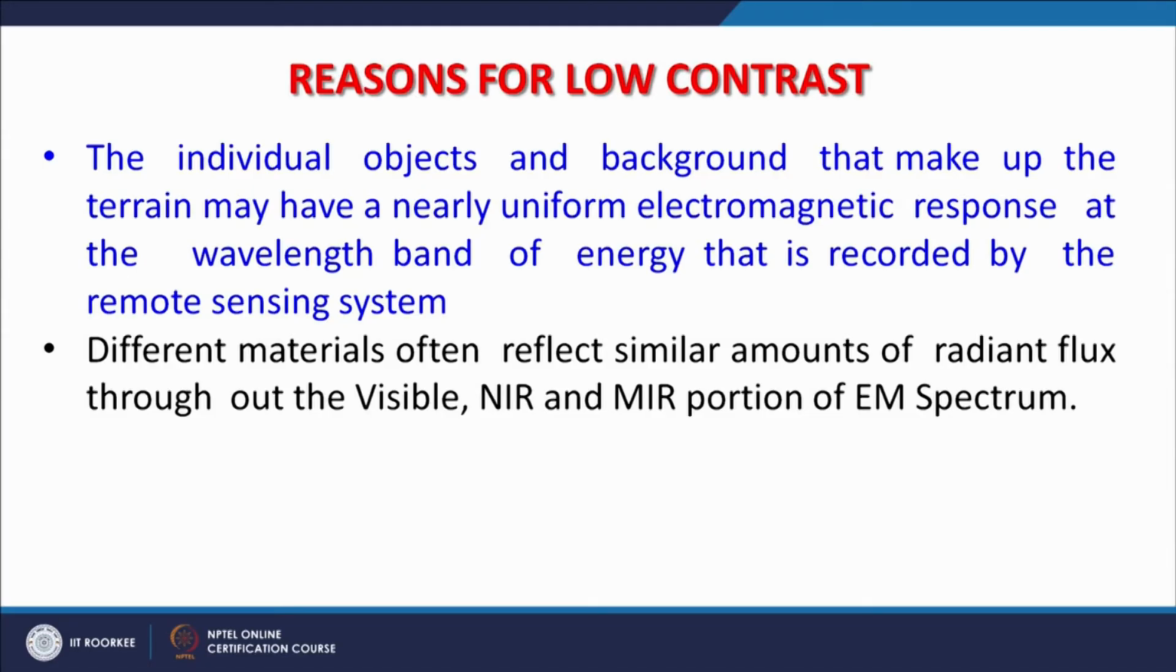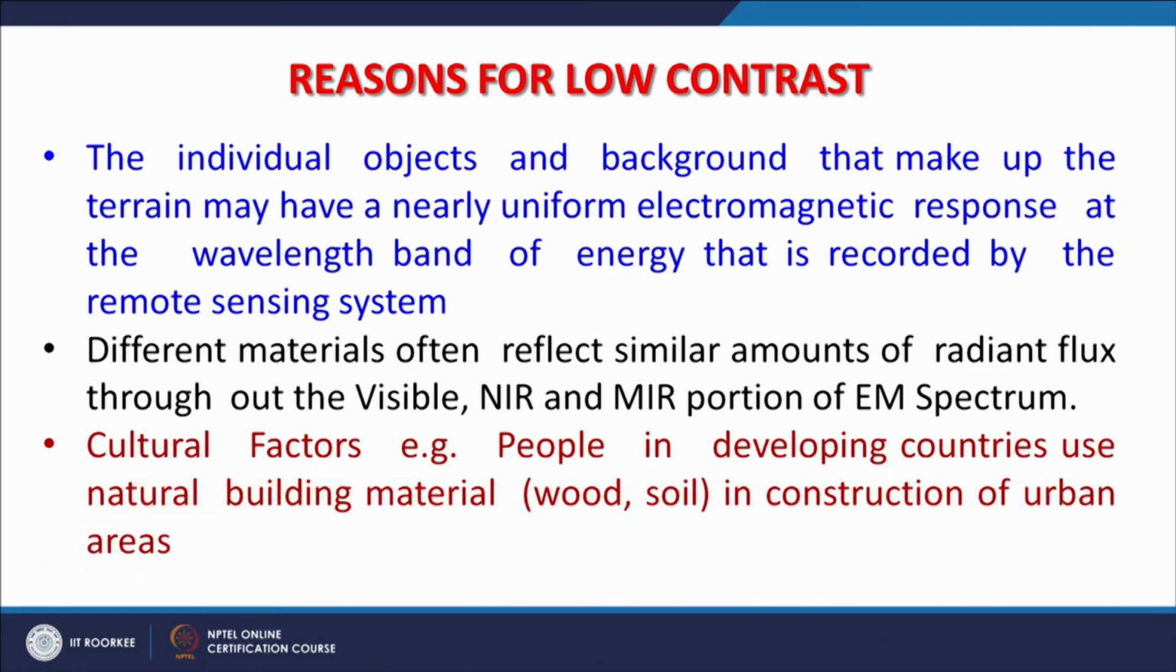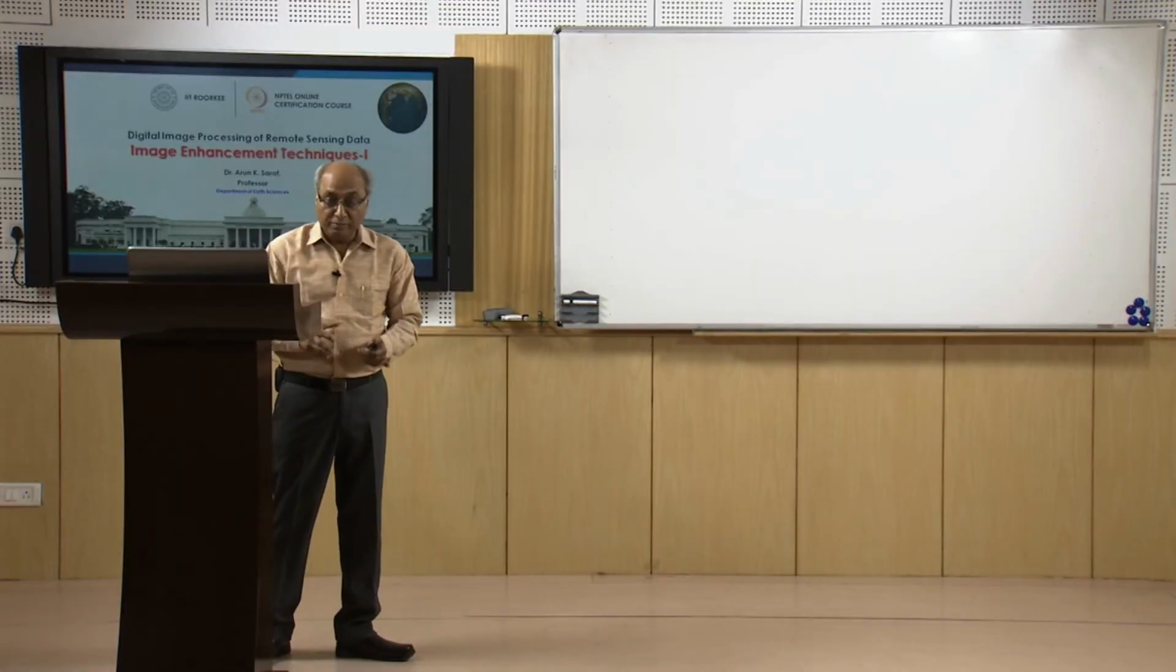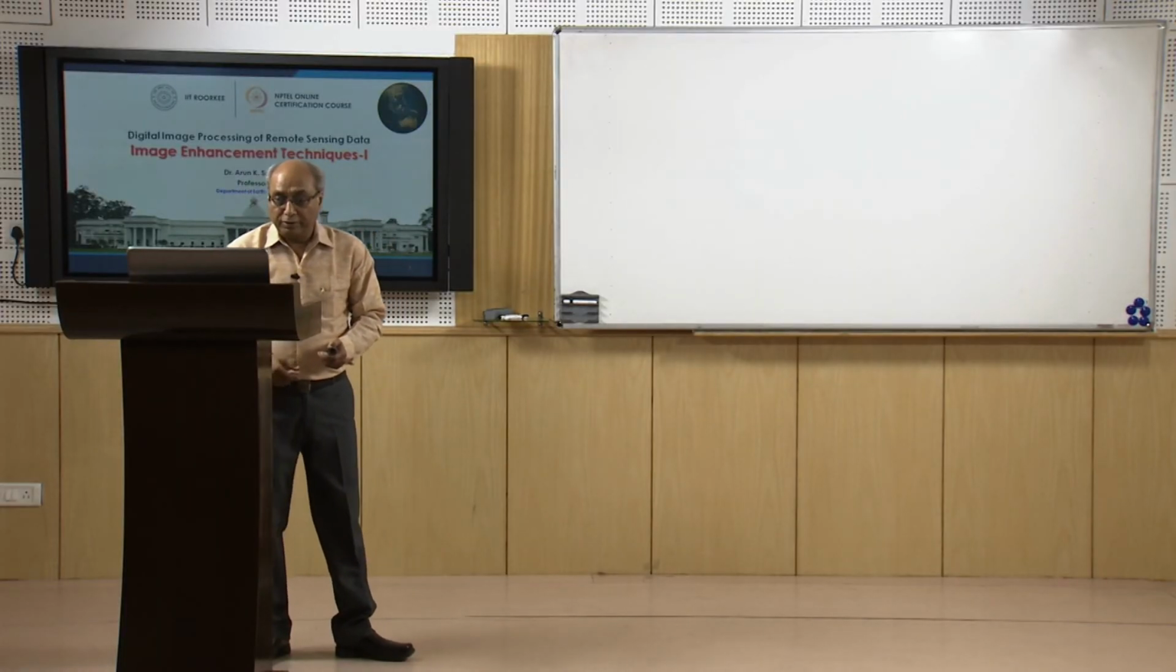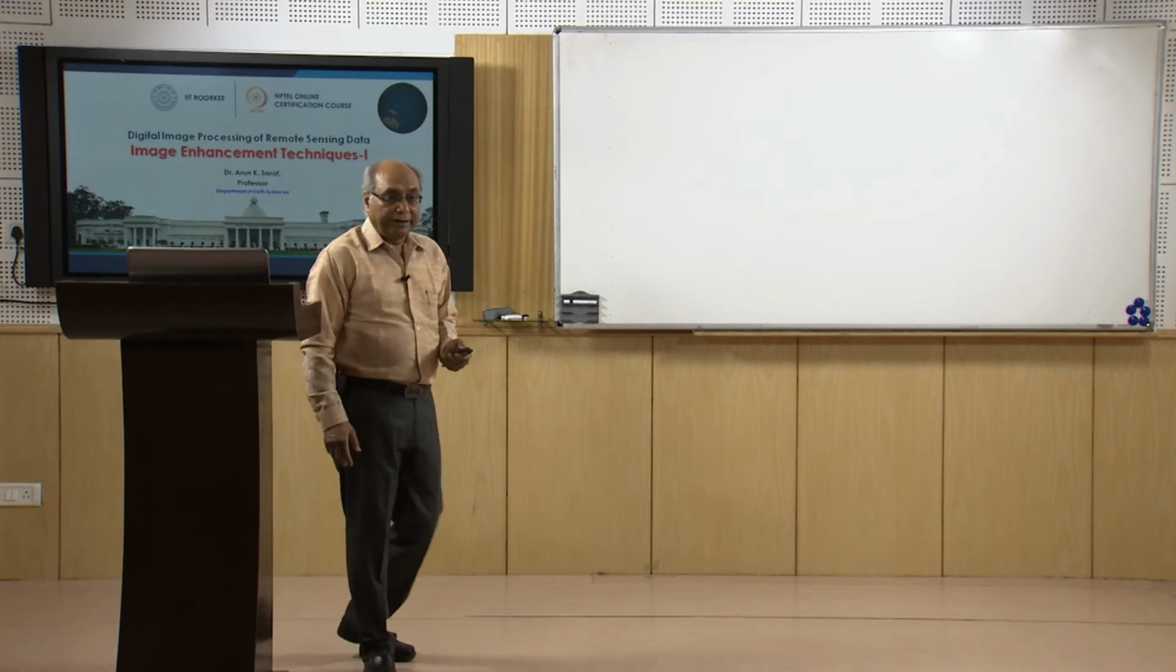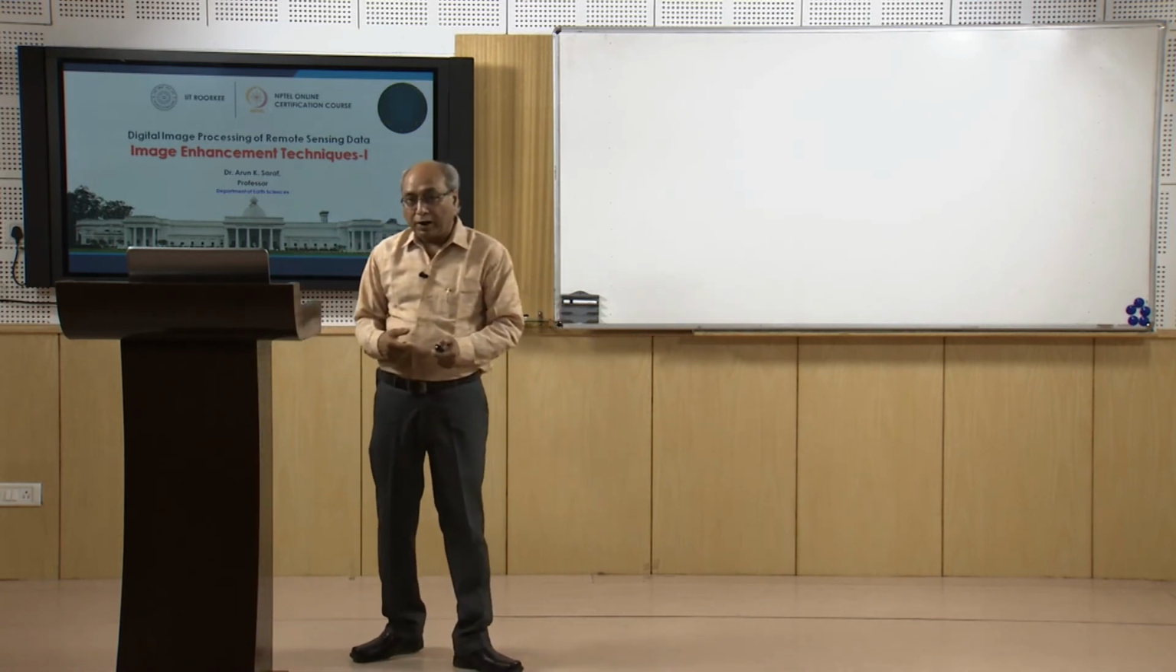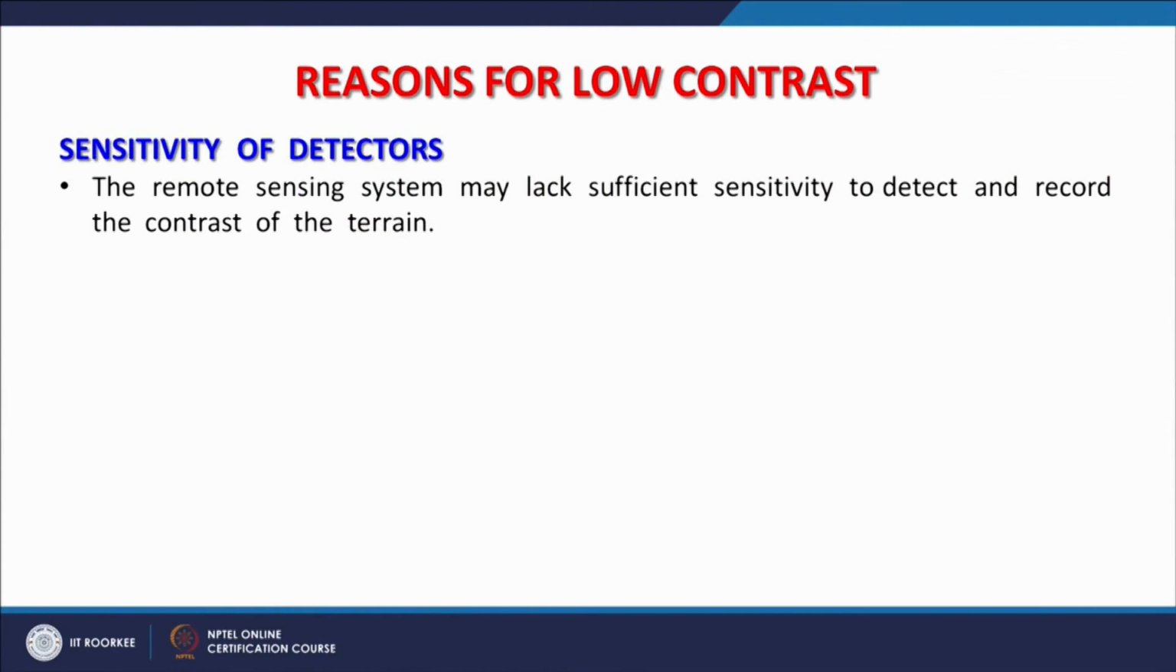Different materials often reflect similar amounts of radiant flux throughout the visible, near, or mid-infrared portions of the EM spectrum. Cultural factors, for example, people in developing countries use natural building materials, wood and soil, in construction of urban areas, and these may also bring low contrast in your image. Further, sensitivity of detectors. If the detector, meaning the electronic part of the sensor, is not good, then that may also be the reason for low contrast. That is, the remote sensing system may lack sufficient sensitivity to detect and record the contrast of the terrain.